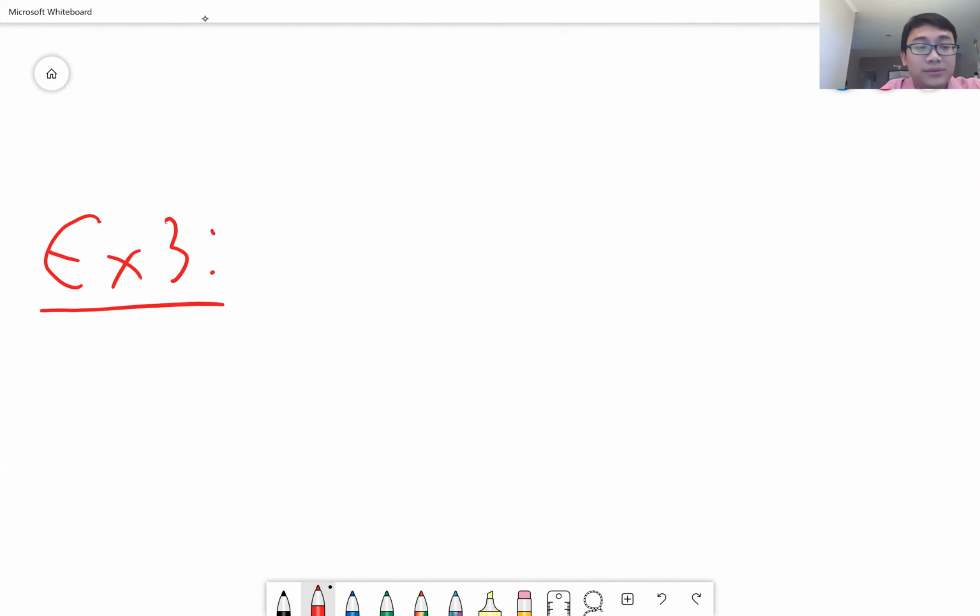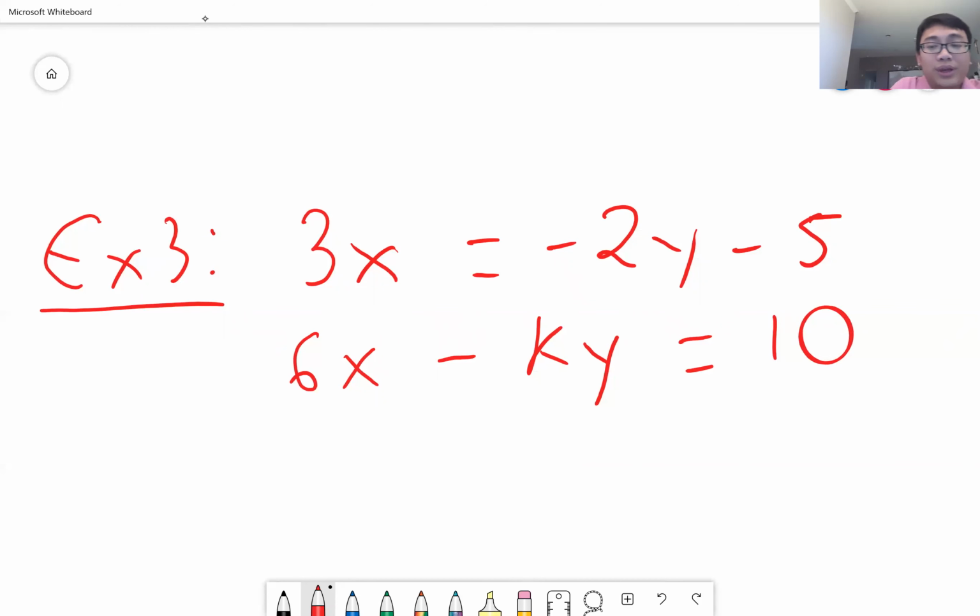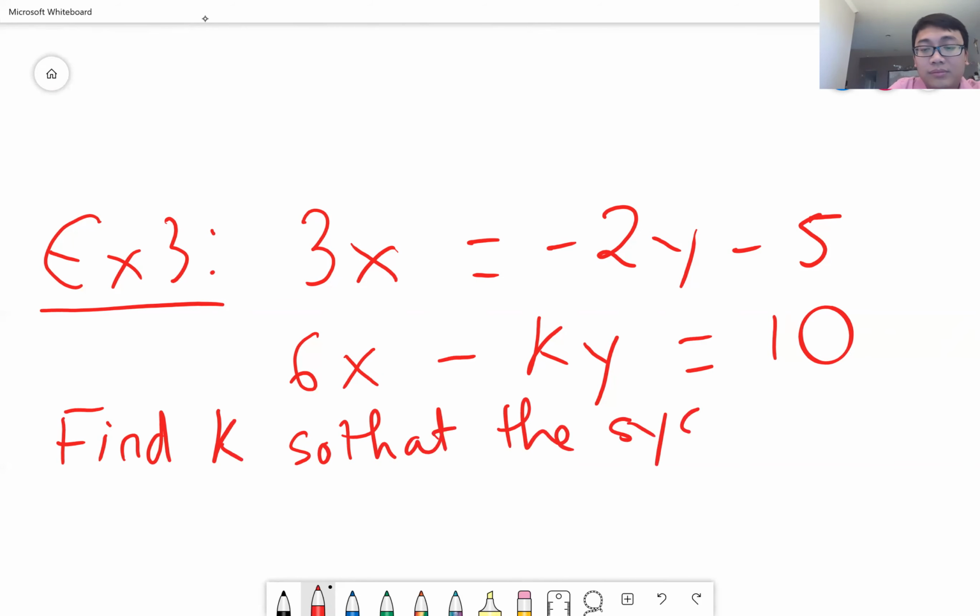Okay, so what is this? Let's say you've got 3x equals negative 2y minus 5, and we've got 6x minus ky equals 10. We're going to ask you the same question. Find k so that the system has no solution.